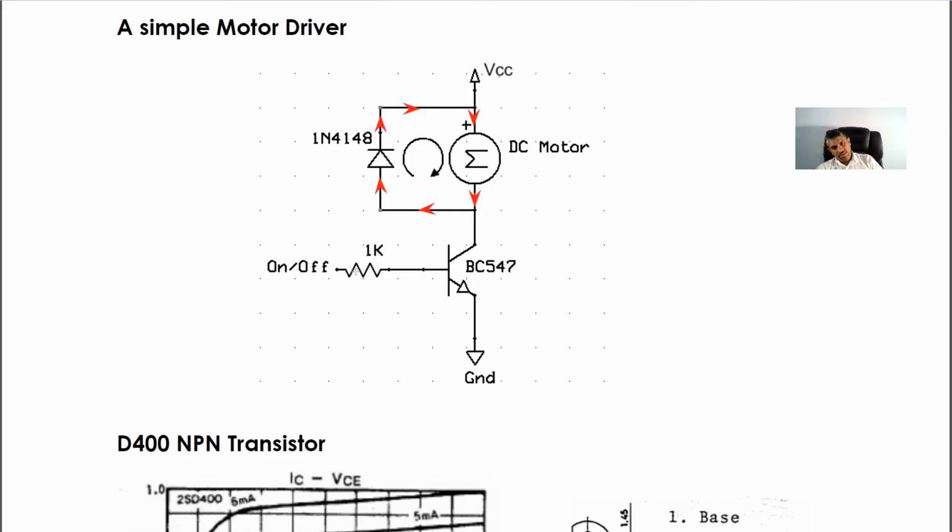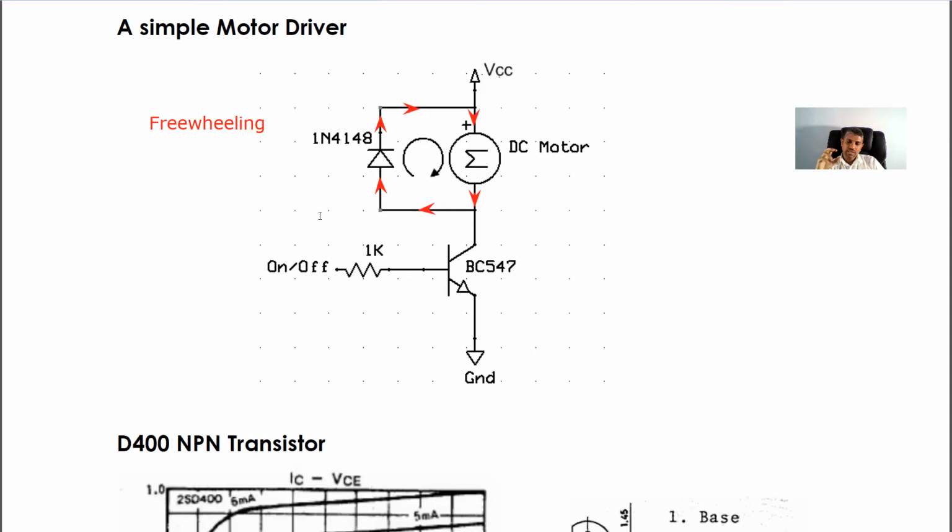But once it is turned off, the motor is still rotating. Then the motor acts as a battery, no? Then that current in the same direction will freely rotate through this diode. Therefore, this diode is called a freewheeling diode.